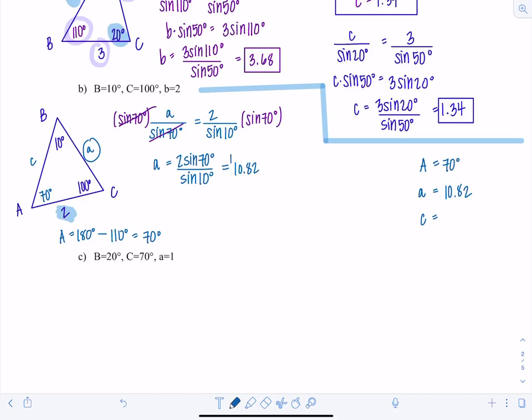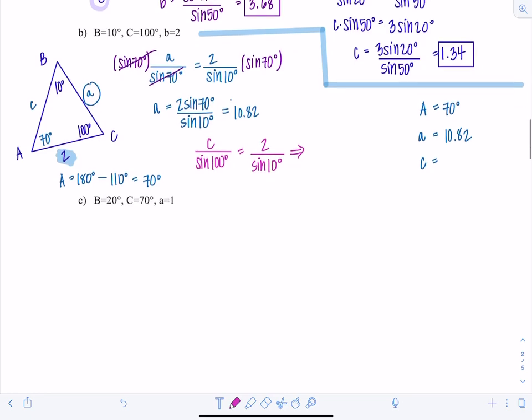Now I need side C. Okay, just does not want to be boxed today. That's fine. So we have C over sine of 100 equals 2 over sine of 10, right? Don't use the rounded value that you got. Stick with whatever information they gave you. So now I can just multiply both sides by sine of 100. So C equals 2 times sine of 100 over sine of 10. And please make sure you can get this correct in your calculator, which is 11.34. So for C, we get 11.34.